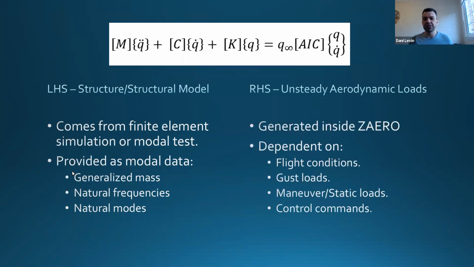For the right-hand side, we generate this inside of ZAERO, and it depends on several conditions. So it's a flight condition, gust loads, maneuvers or static loads, and of course control commands. All of these can be accounted for in this matrix, or maybe in several others.